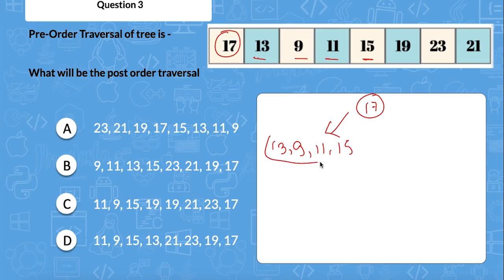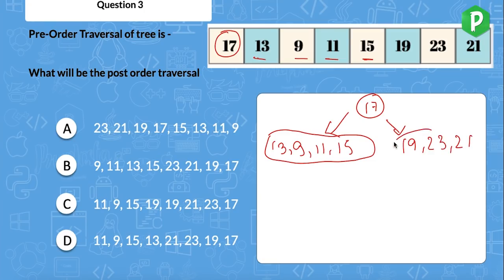We don't know what the order is, so let us assume we'll do the order in the next step. Let us assume this is the tree right now, and all the elements that are greater than 17 will come on the right hand side. So 19, then 23 and then 21. So this is the tree that we have right now.